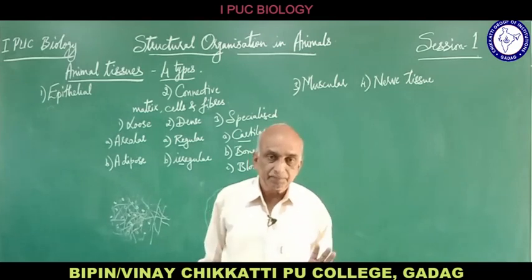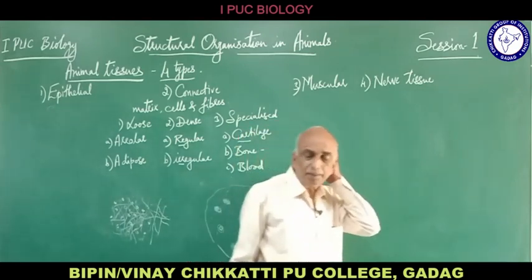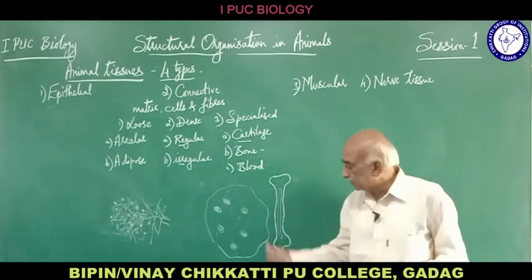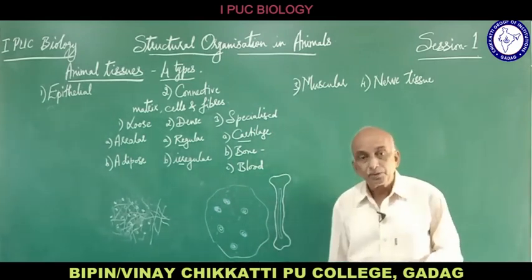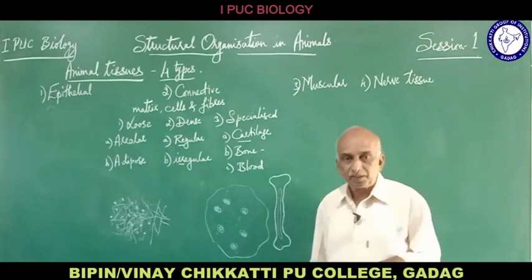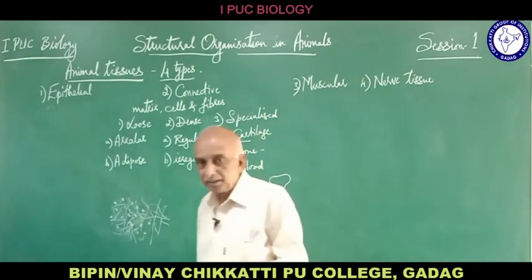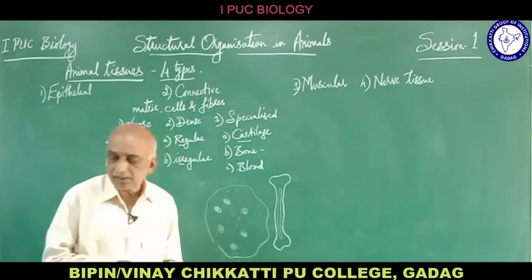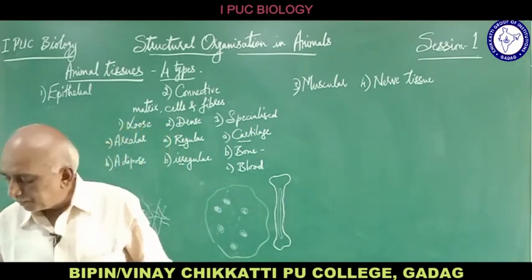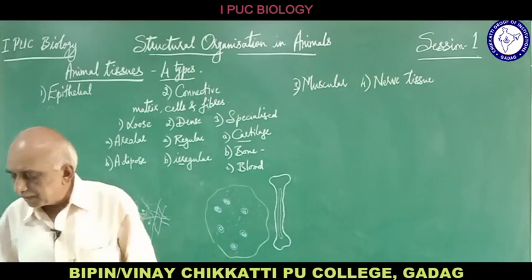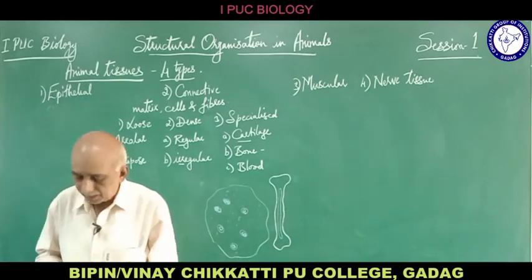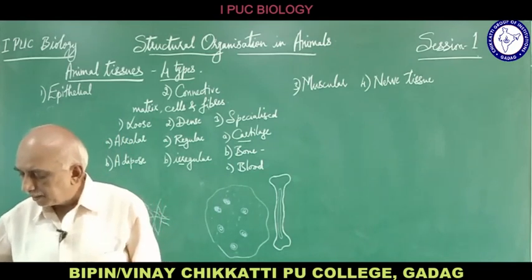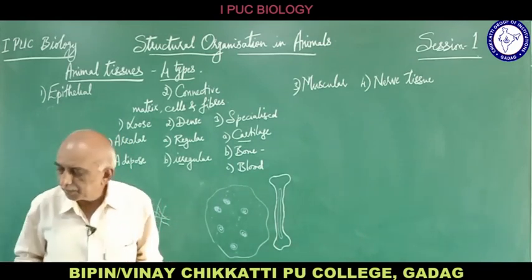Suppose there is a reduction in the RBC, WBC, it is a defect in the bone marrow. So the bone marrow helps in the production of RBC, WBC and platelets. That is about the bone. So bone is one type of tissue which provides a skeletal framework to our body. So that is about the bone.